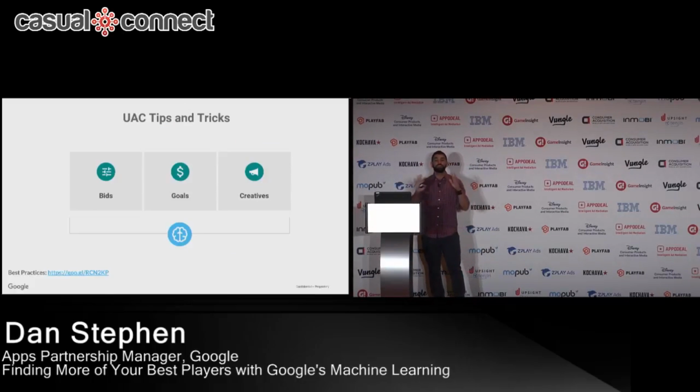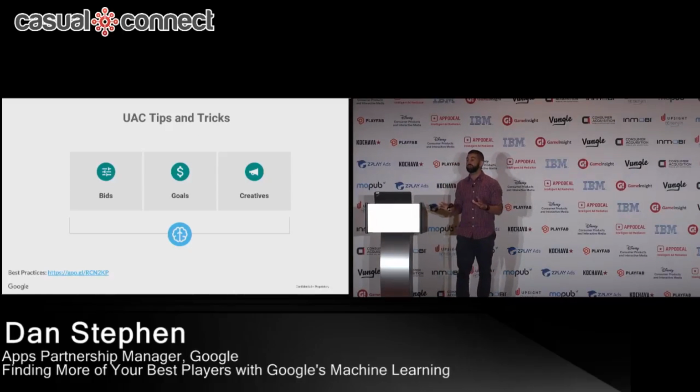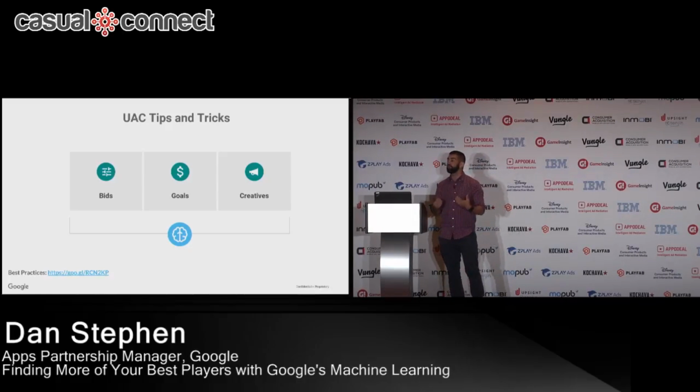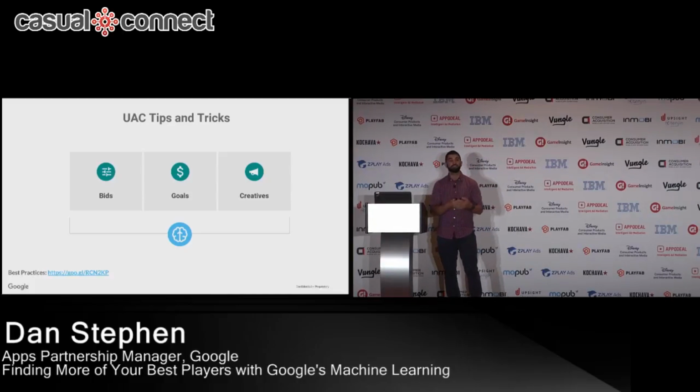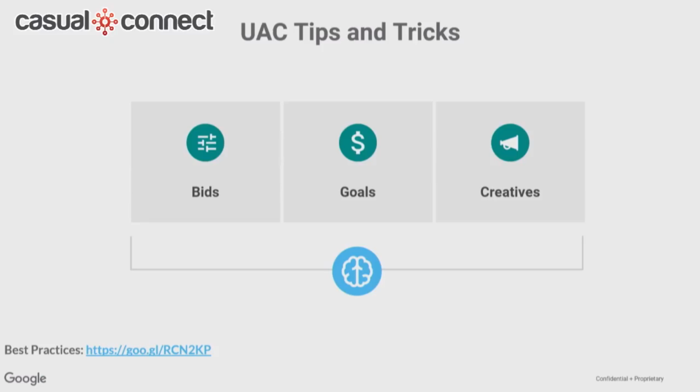So Universal App Campaigns, as I said, simplifies the process for you, but it does not stop you from having full control of your marketing machine. Because really what you as marketers are now forced to do is think about the strategic inputs. So what are the right bids? What are the right goals for your campaign to optimize? And most importantly, in my opinion, the creative assets that you're putting into the machine.